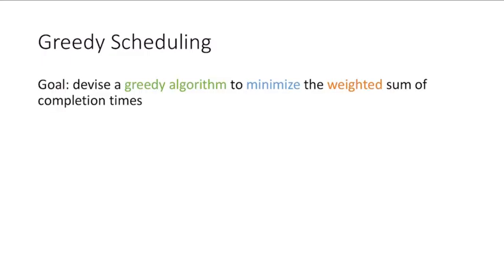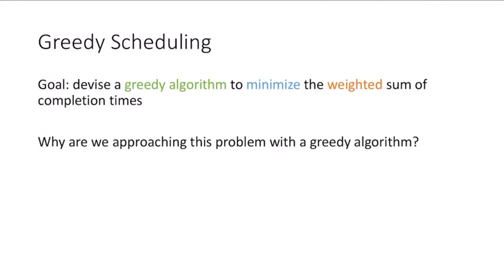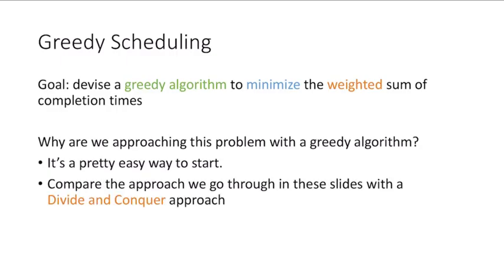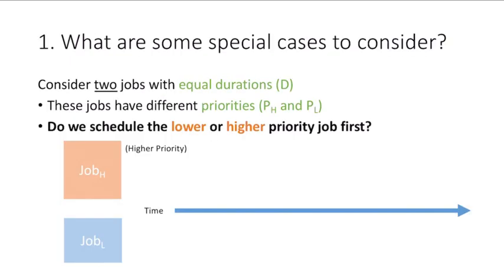So this is our goal, again, to devise a greedy algorithm to minimize the weighted sum of completion times. And why are we approaching this with the greedy algorithm? It's actually pretty easy. You'll see that what we come up with is both efficient and easy and also optimal. And if you compare this to the process you would have to use to come up with a divide and conquer algorithm, I think you'll agree that this is a far more straightforward process.